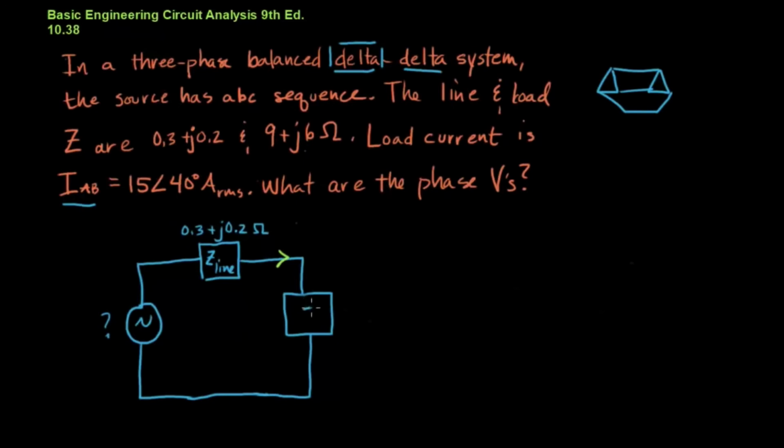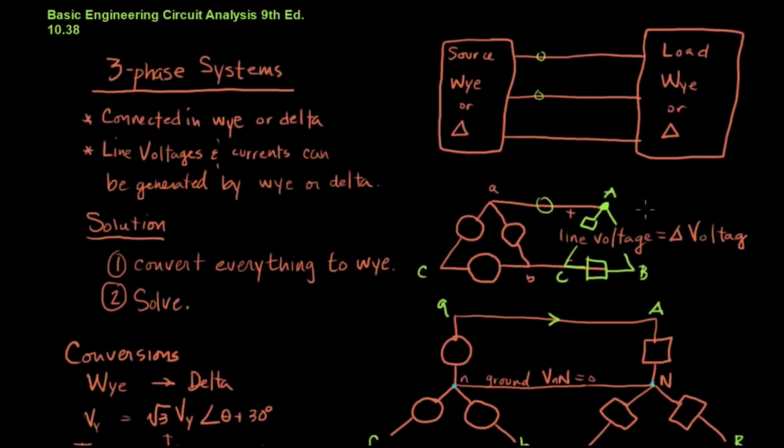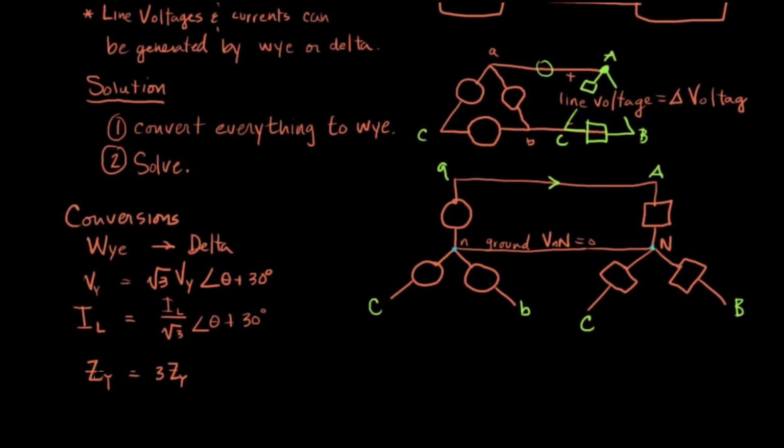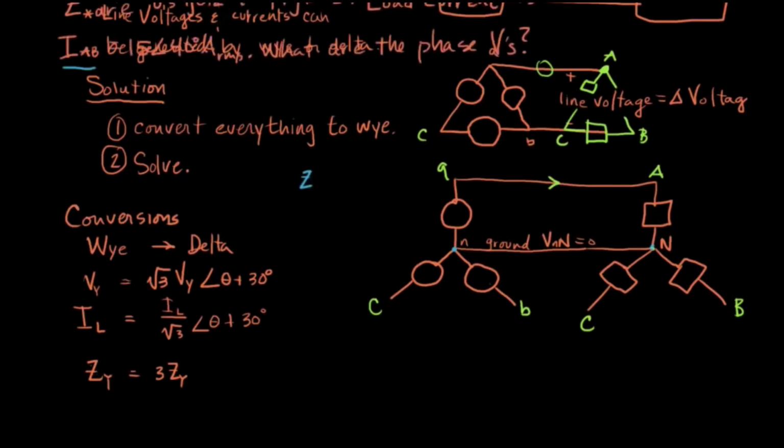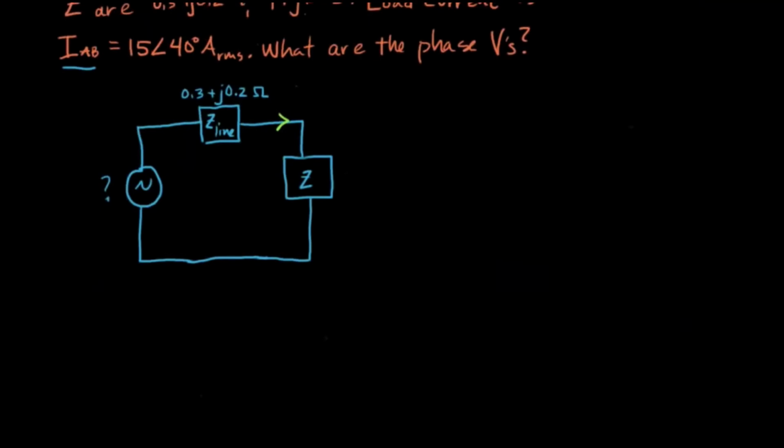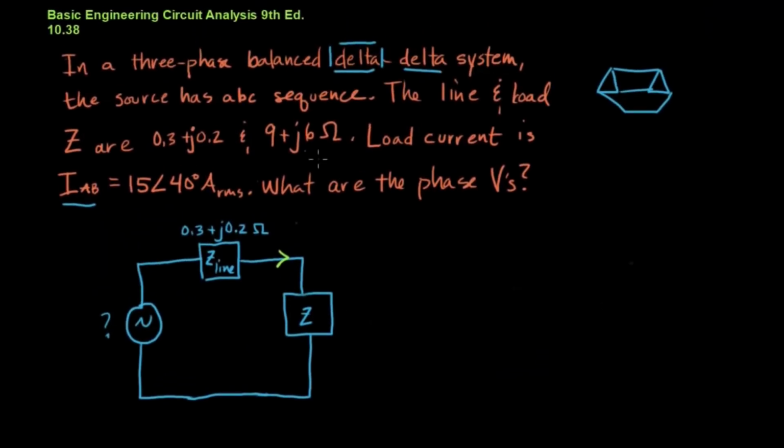But the load impedance does change, and the load impedance changes by a factor of 1/3. Again, that goes back to our little cheat sheet here, where if we had a delta load, we would have to take 1/3 of it to get an equivalent Y load. Luckily, they've set this problem up so that it's very easy to do that. It's just 3 plus J2.